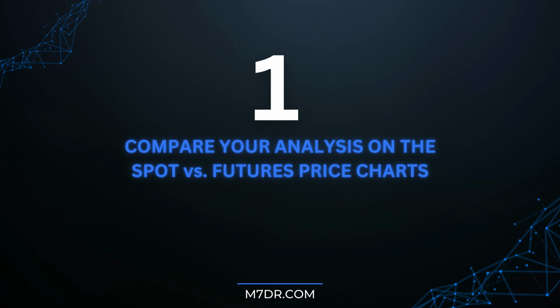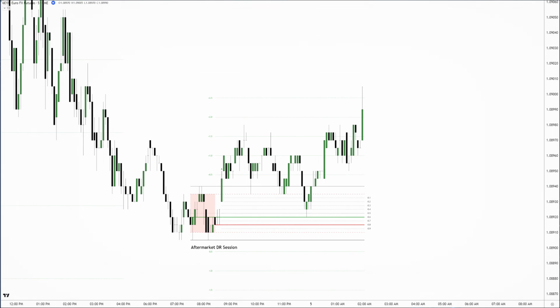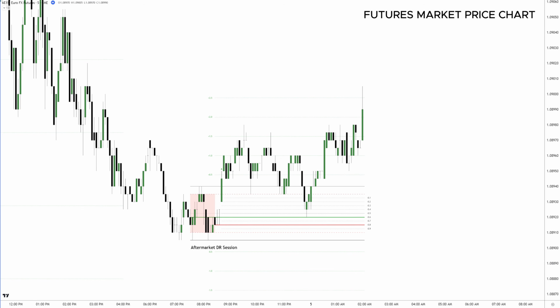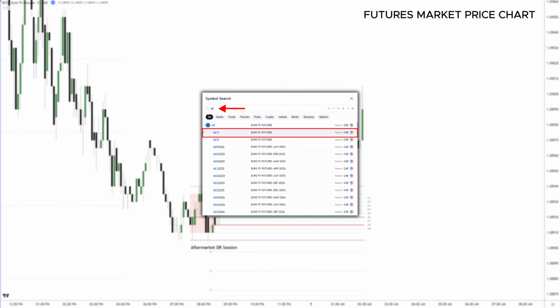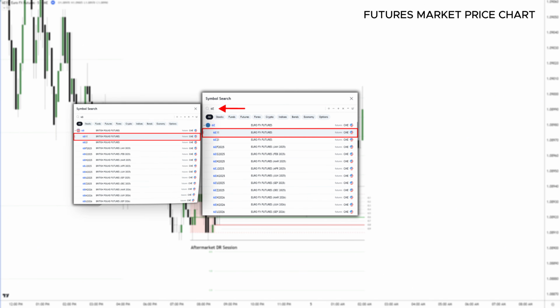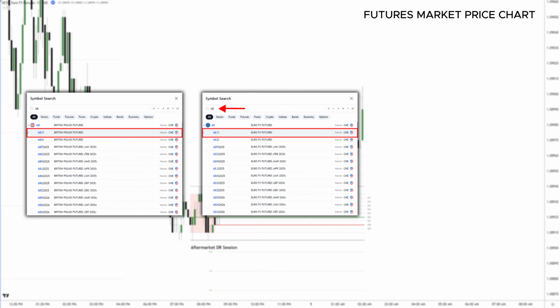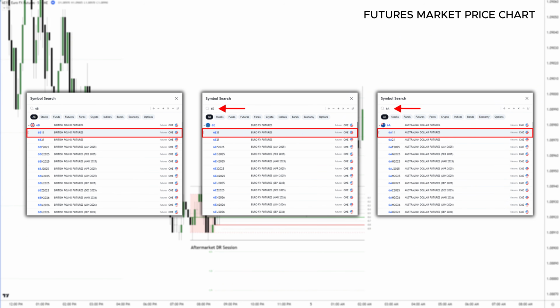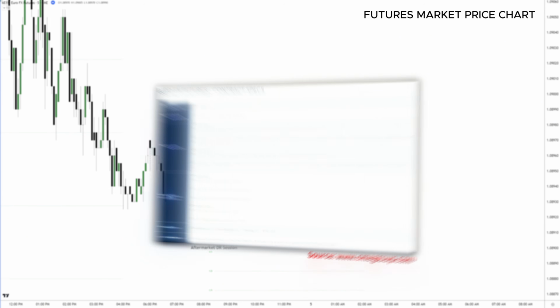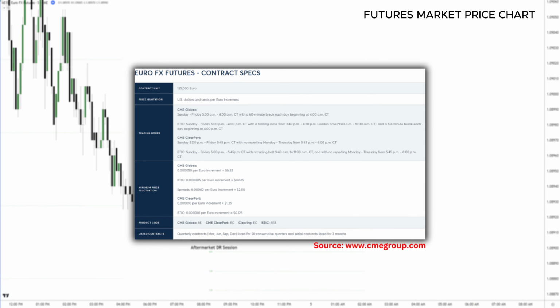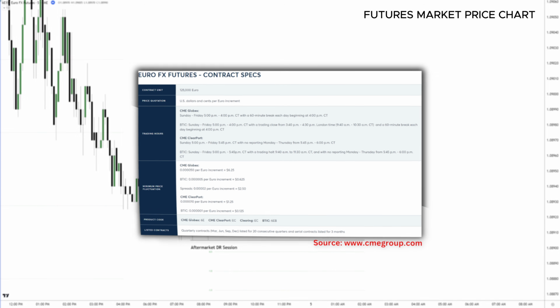Always compare your analysis on the spot market chart with the currency's futures chart. Futures charts offer more accurate price action data. For the euro, use the 6E futures ticker. For the British pound, it's a 6B. For the Aussie dollar, it's 6A, and so on. If you're unsure about the tickers, you can check websites like cmegroup.com, where you'll find all the futures specifications.